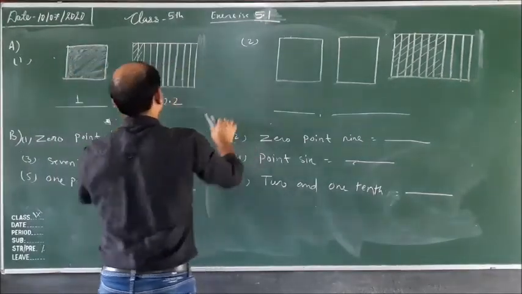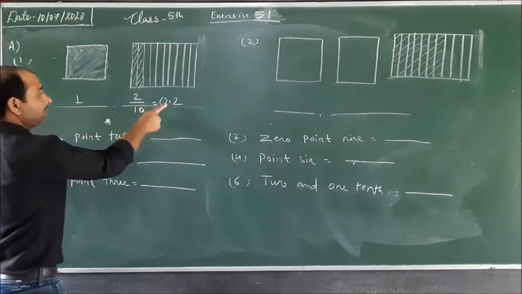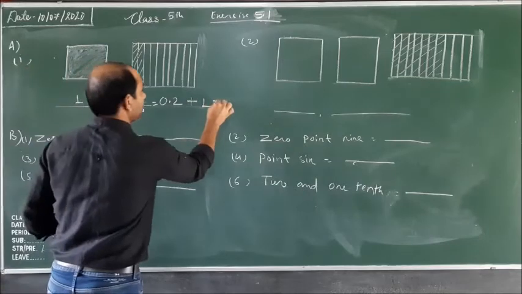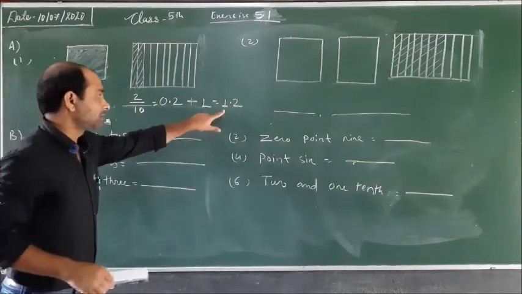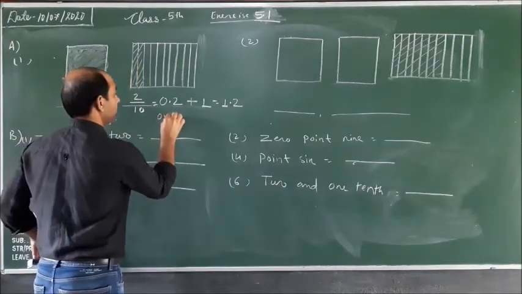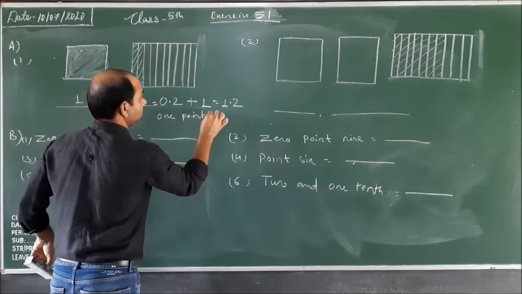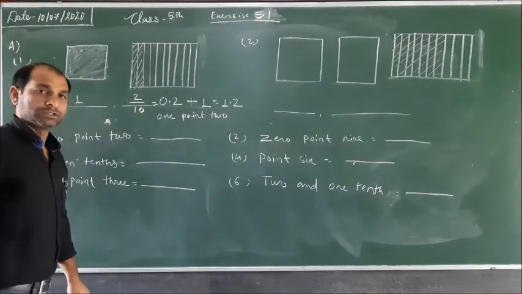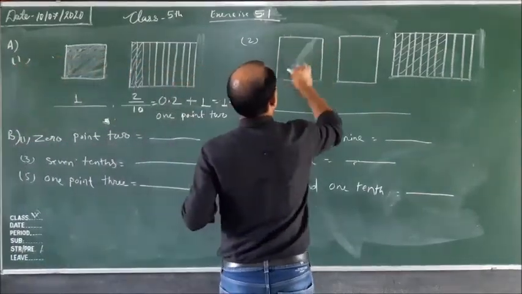Then 0.2 plus 1, the one full box, equals 1.2. This is your answer. We write 1.2, and in words, one point two.